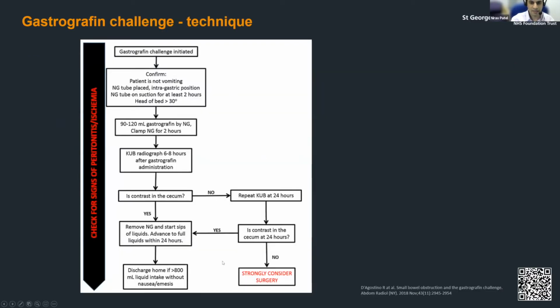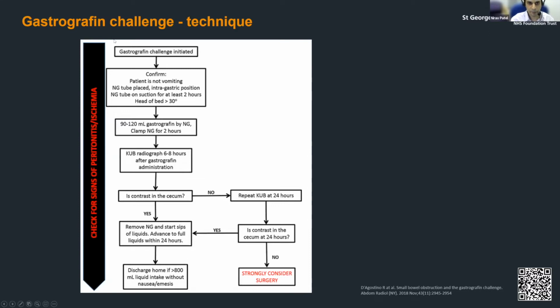This is a standard gastrografin challenge protocol, similar but with some variations across centers in the world. Ultimately, you need a patient that's adequately prepped, no longer vomiting, with an NG tube in. You give the gastrografin, you wait 6 to 8 hours, or 4 to 8 hours, depending on your center, and take an X-ray. It should reach the colon. If not, repeat the study at 24 hours. It should reach the colon. If it has not, then you need to consider surgery.